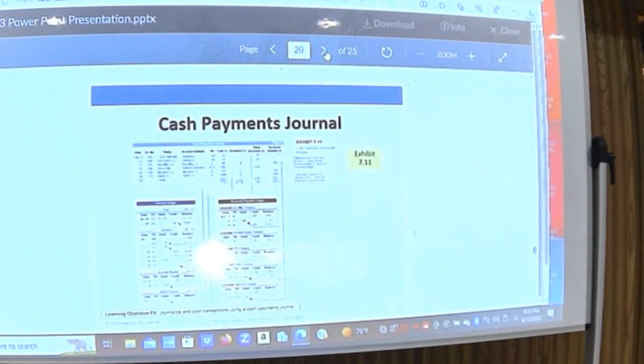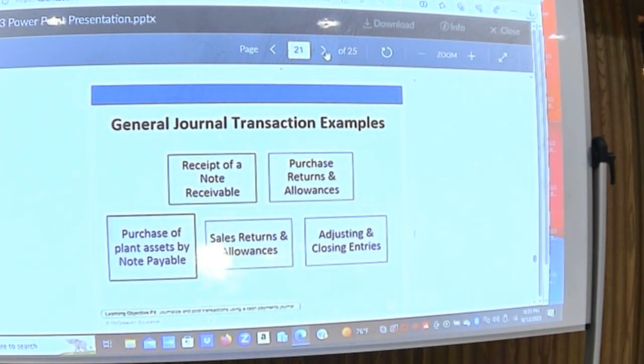Number 20 just shows you what those transactions would look like in a journal. Again, it's enough for you to know the purpose of the cash payments journal. It's a good source of information for you, so it's there for your use if you need it. 21, general journal. This is kind of a catch-all. If it doesn't fit anywhere else, a transaction is recorded in the general journal. You can see that we've got some examples of events or transactions that would be reported in the general journal.